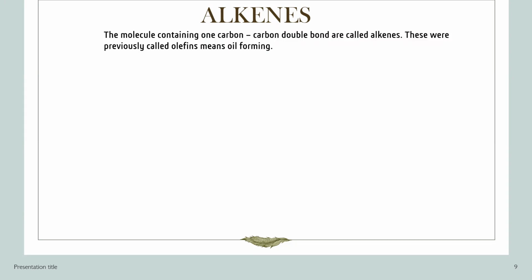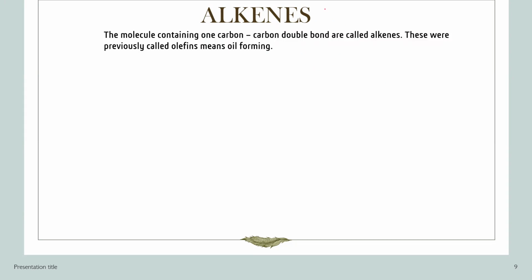So yesterday we discussed alkanes. Today we will start with alkenes. So what are alkenes? The molecule containing one carbon-carbon double bond. So there would be one carbon-carbon double bond. They are known as alkenes.